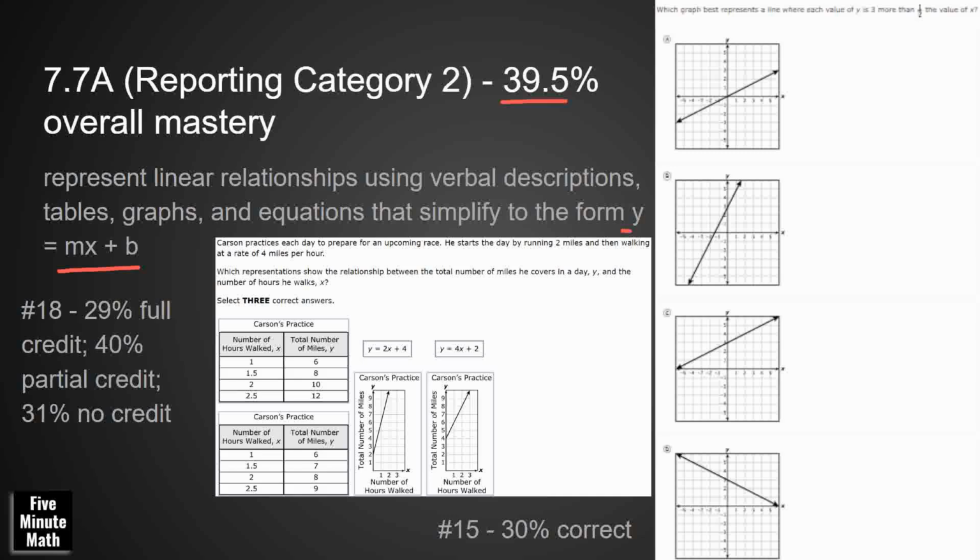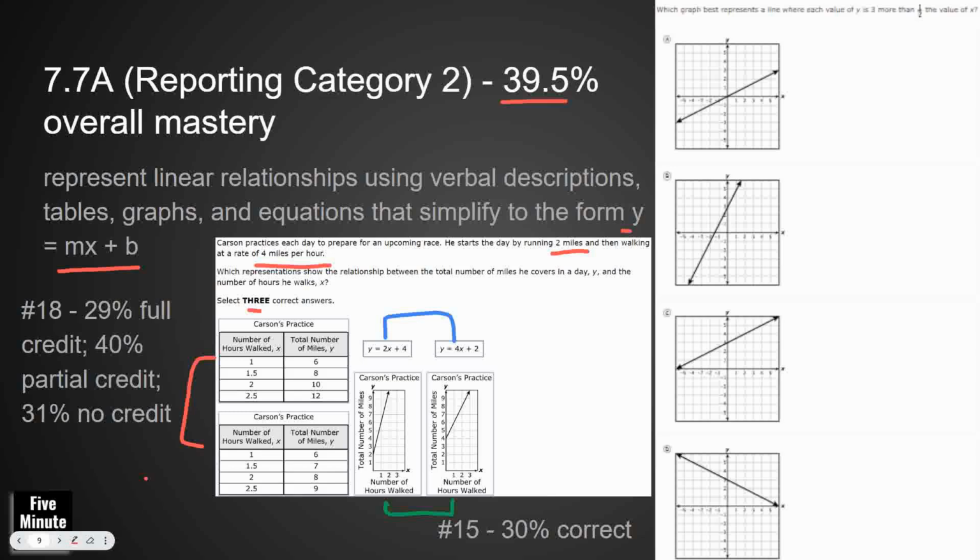So let's look at the one on the left first. Carson practices each day to prepare for an upcoming race. He starts the day by running 2 miles and then walking at a rate of 4 miles per hour. And then we need to find that representation here. Now, there's 3 correct answers. If we think about it logically, we've got 2 tables, 2 equations, and 2 graphs. So it makes sense that the correct answer is going to have one of each. So we'll need to just keep that in mind.